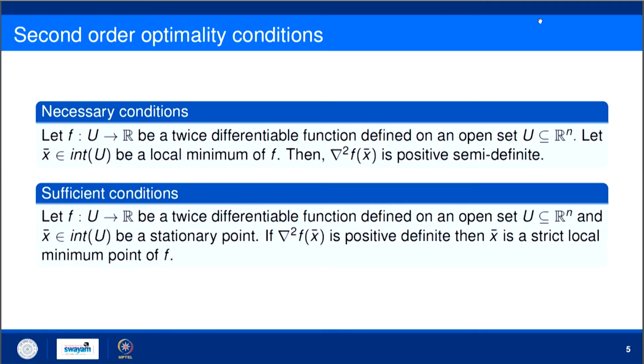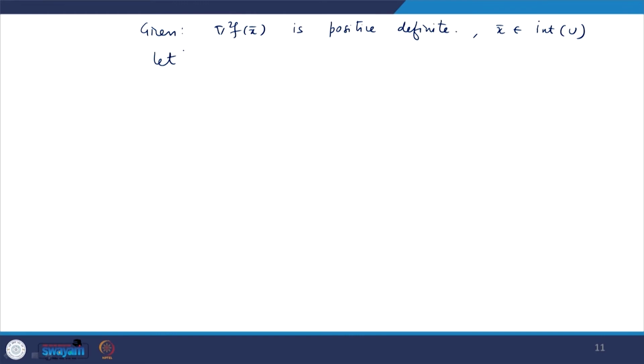Now, it is given to us that gradient square of f at x bar is positive definite. X bar belongs to interior of U. Okay. We have to show that x bar is nothing but a strict local minimum point of f. So, let us try to prove this result by contradiction. Let us suppose that x bar is not a strict local minimum point of f.